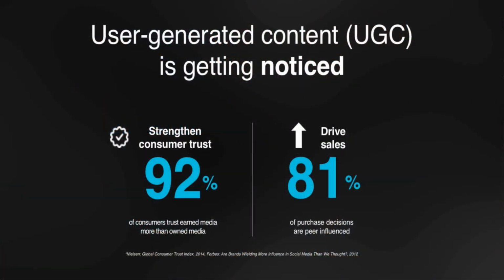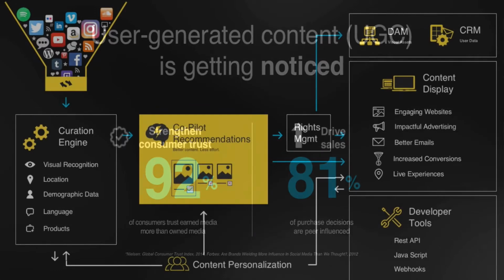User-generated content is getting noticed. It strengthens consumer trust. 92% of consumers trust earned media content over owned media, and 81% of purchase decisions are peer influenced. So let's go ahead and see how Stackla actually works.